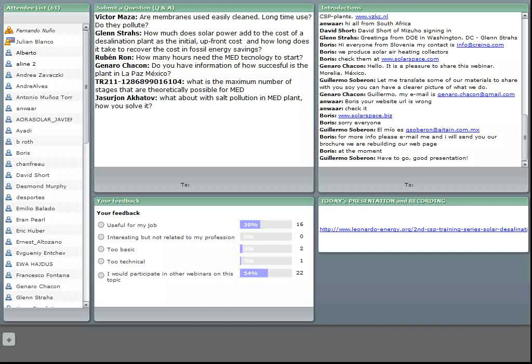About salt pollution in the MED plant, what do you mean by salt pollution? I don't understand this question. I think it refers to how to manage the salty part that you have to reject. But this is a general problem of desalination, not of MED technology.